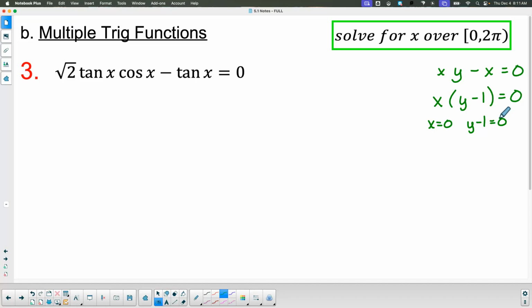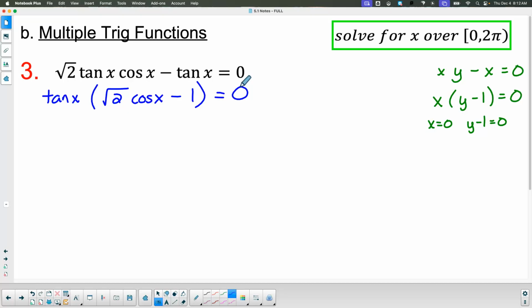All right? So over here, both of these have a tangent in them. So I'm going to factor out a tangent of x. If I factor out a tangent of x, then that's the square root of 2 times the cosine of x minus 1 left over. With me on that? Get out of your way. No, you're fine. I was just getting out of your way so you can see. Good so far.